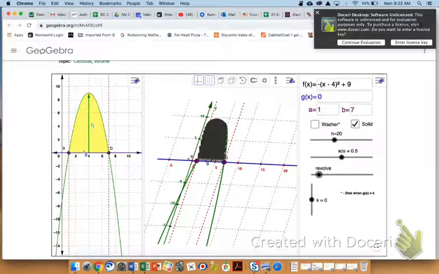Can you see it start to revolve? It's supposed to be all smooth. I blame this on the kids in the hall that are watching Netflix.